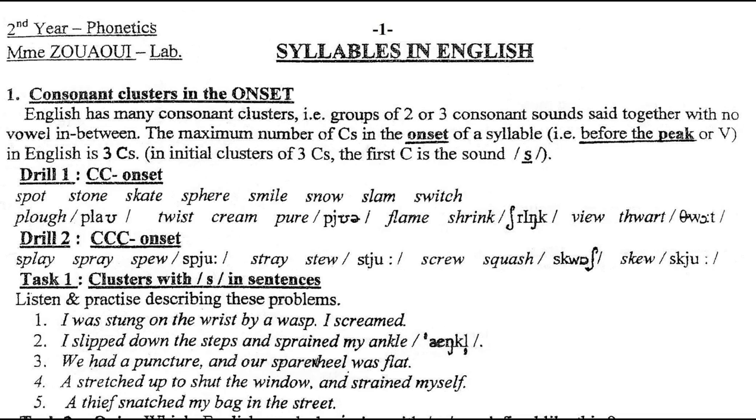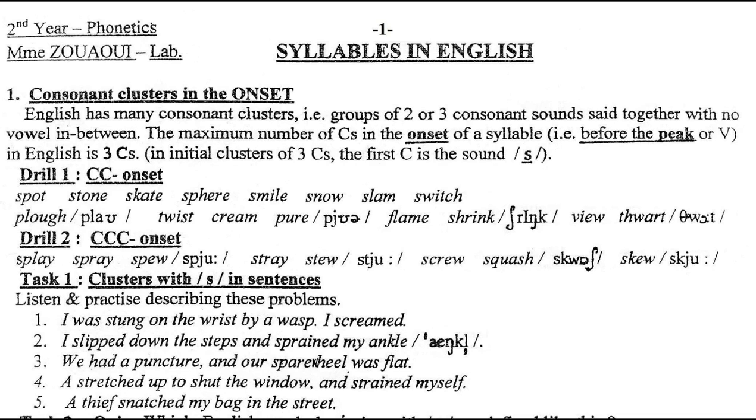And now we start our lesson. Number one, consonant clusters in the onset. English has many consonant clusters, i.e. groups of two or three consonant sounds set together with no vowel in between.